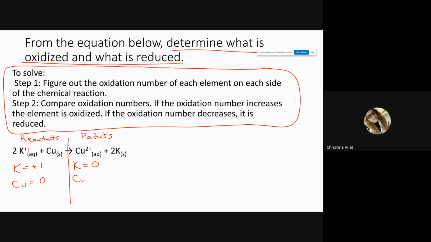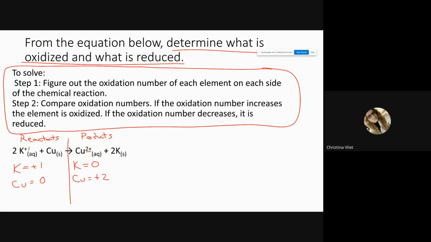What would copper be on the product side? Don't look at the periodic table, look at the equation. What's copper on the product side? It's what it tells you. If it's an ion, it's literally what's stated here. Remember that was rule 1. Monatomic ions, if they tell you the charge, that is the charge. That is the oxidation number. So this is +2.